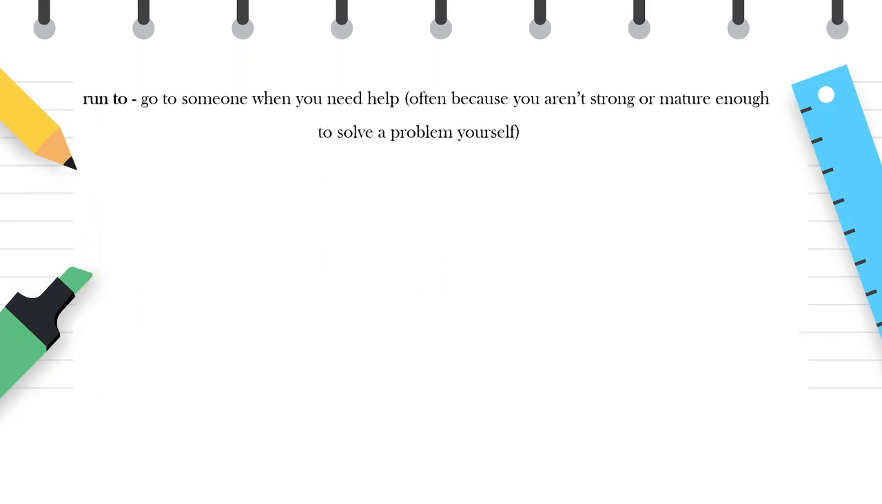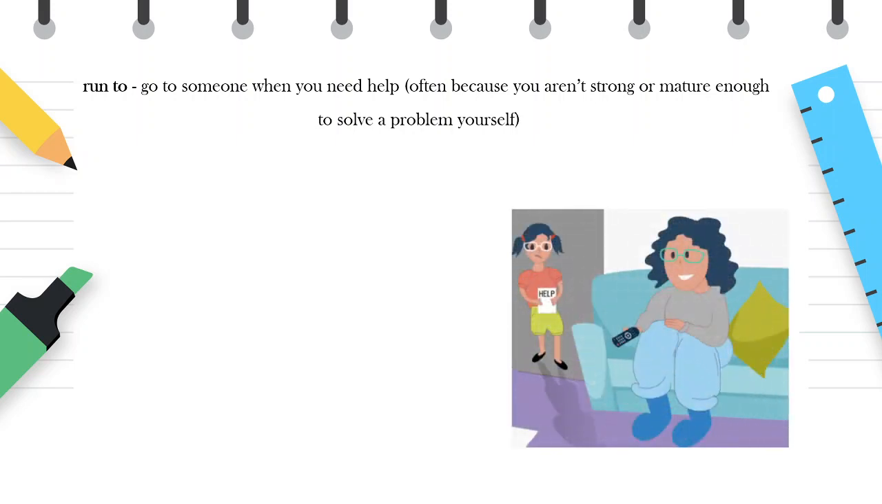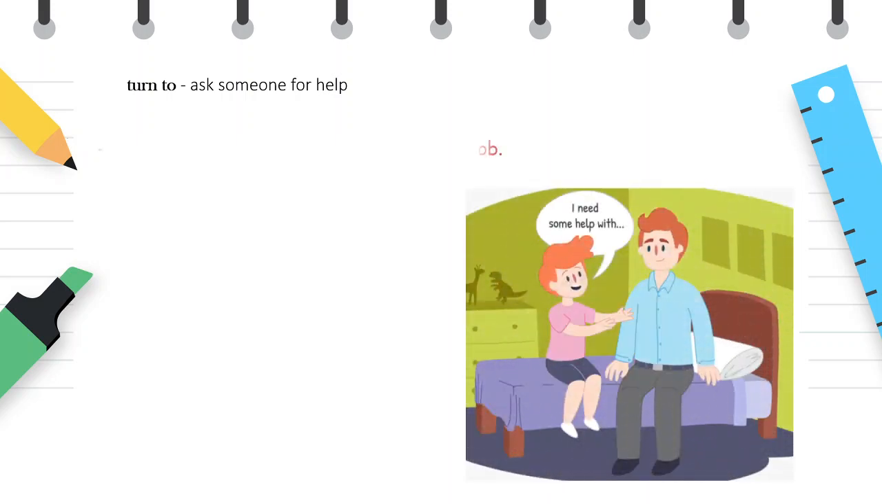Run to. Go to someone when you need help, often because you aren't strong or mature enough to solve a problem yourself. She's always running to her parents when things go wrong. Turn to, ask someone for help. He turned to his brother when he lost his job.